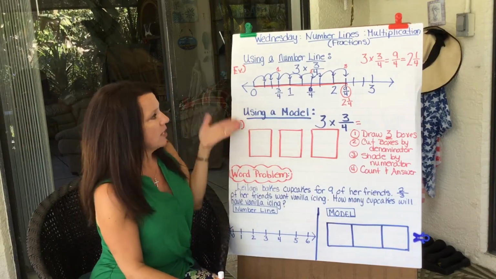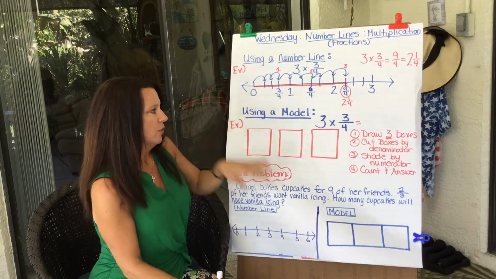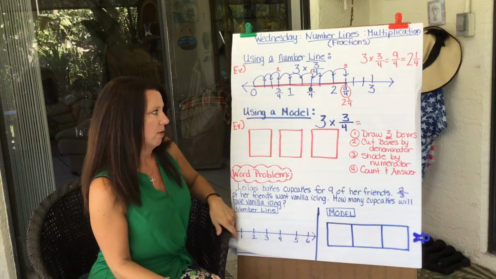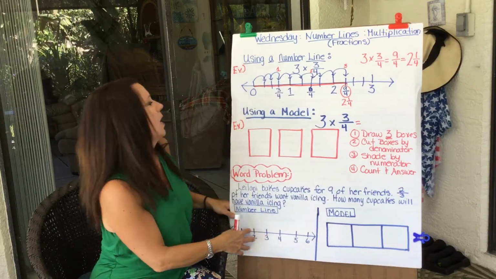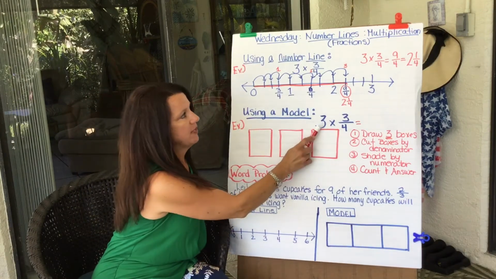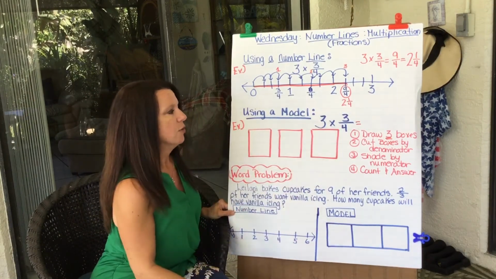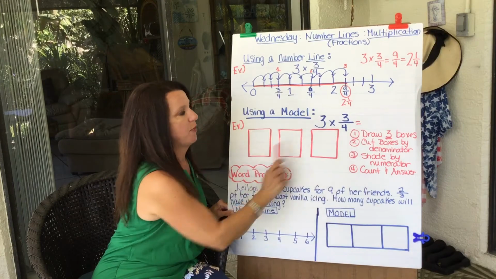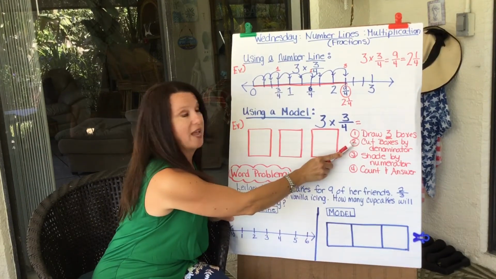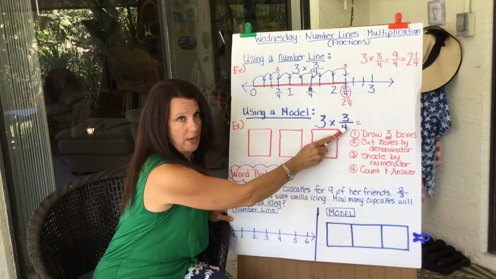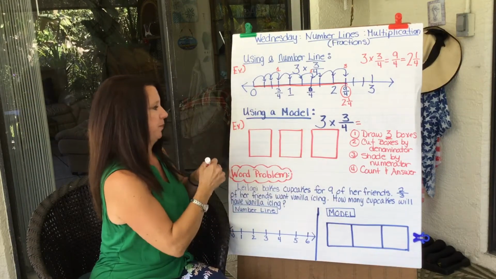All right, so here's another idea, using a model. So if I want to use a model, kind of like a picture, like this circle, but with squares. So I have, again, the same number, 3 times 3/4. So my first step is that I'm going to draw the 3 boxes. So I've already done that for you. And then I'm going to cut the boxes by the denominator. So I need to cut each one into 4s.